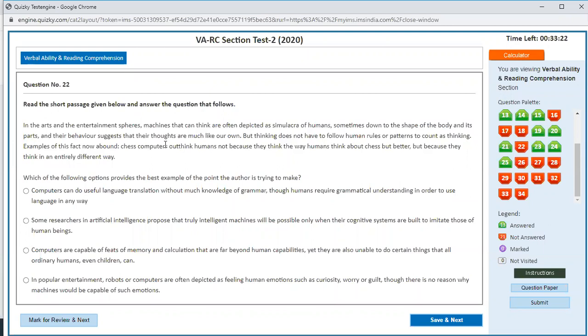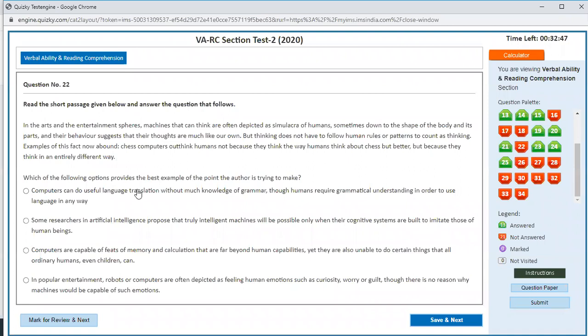In the arts and the entertainment spheres, machines that can think are often depicted as simulacra of humans, sometimes down to the shape of the body and its parts. Oh, okay. And the behavior suggests that their thoughts are much like our own, but thinking does not have to follow human rules or patterns to count as thinking. Examples of this fact now abound. Chess computers outthink humans, not because they think the way humans think about chess, but because they think in an entirely different way. Okay, so it's not like you have to compare the machine with the humans. They can be totally different from humans.